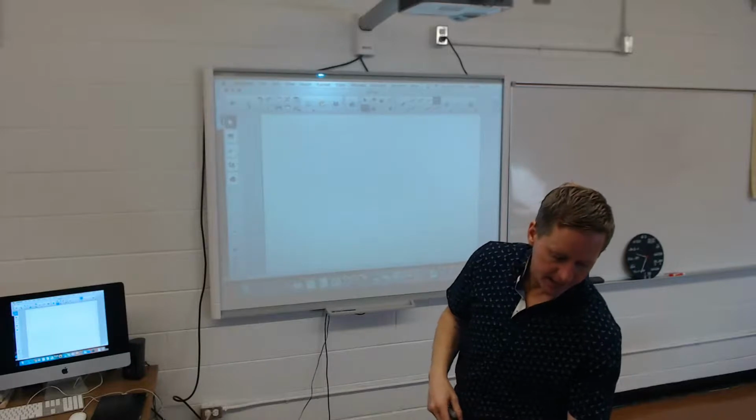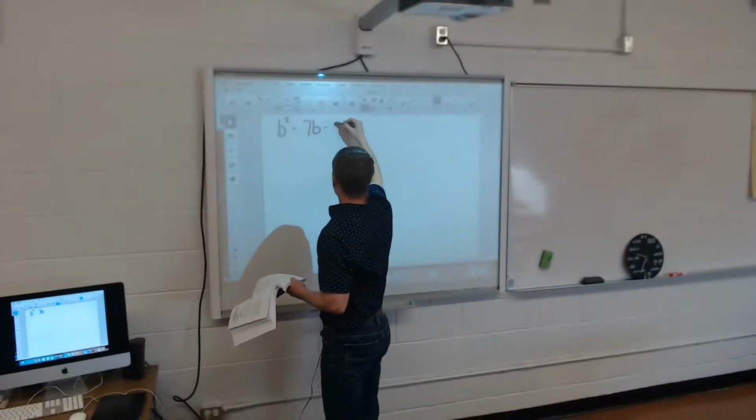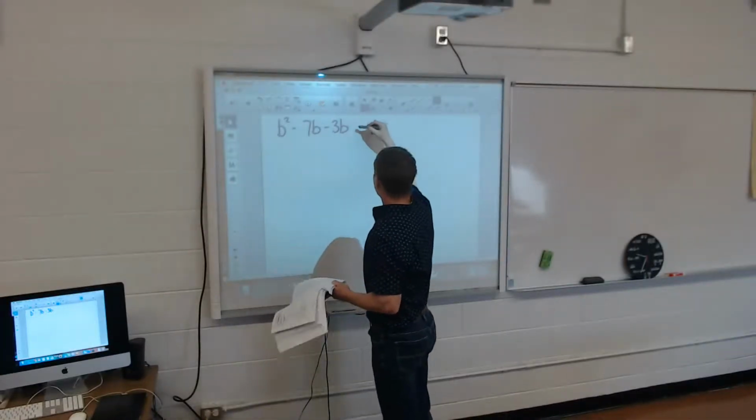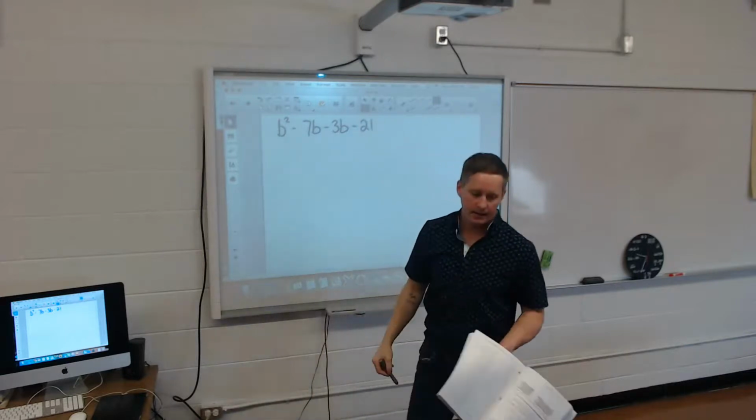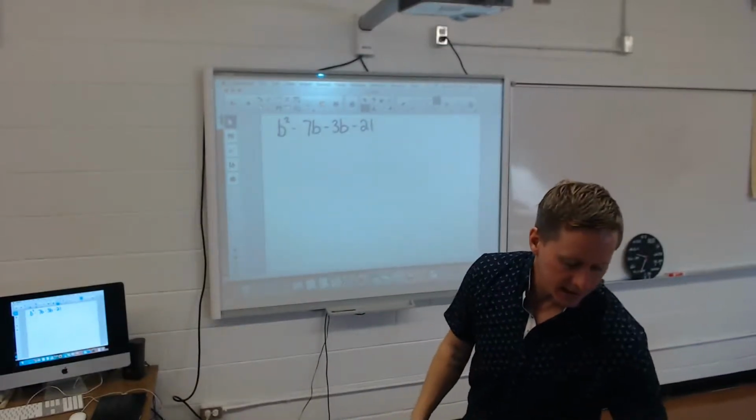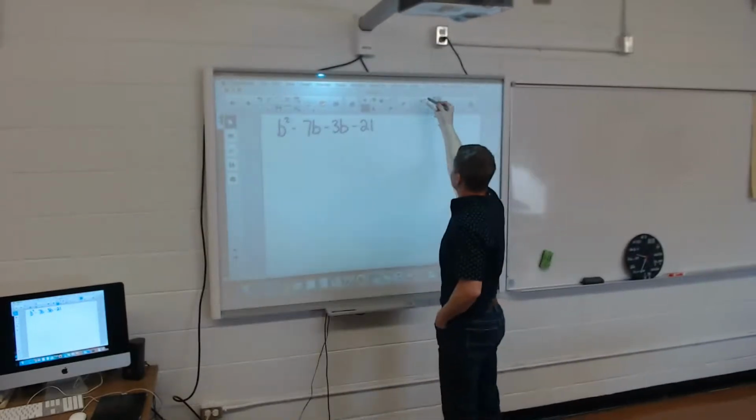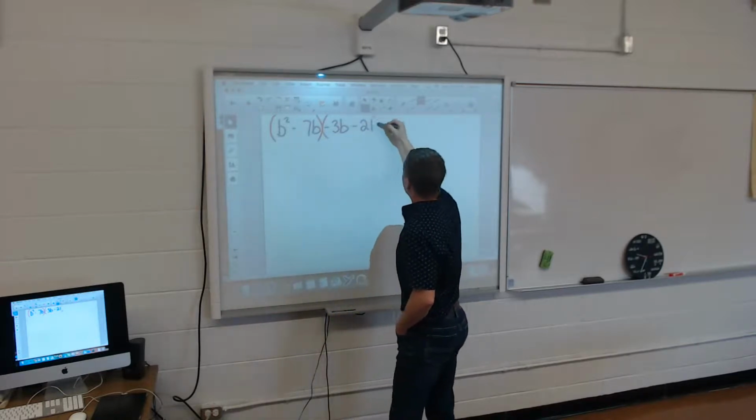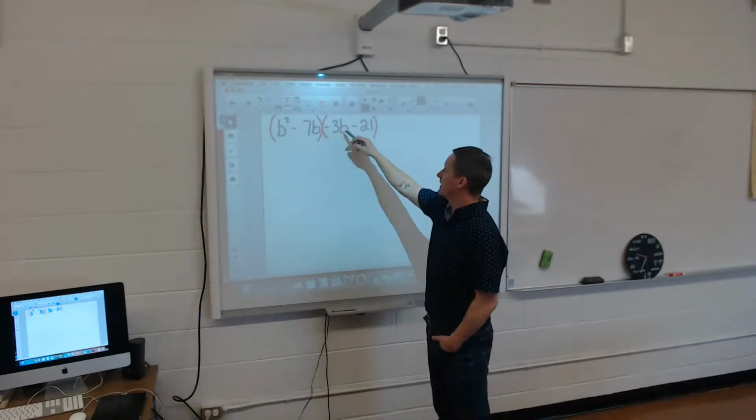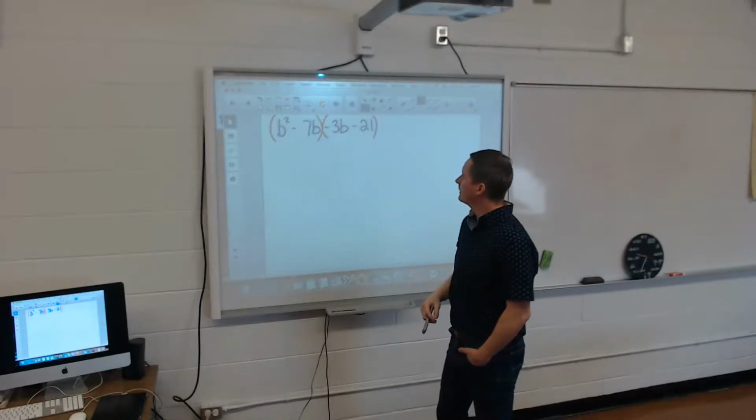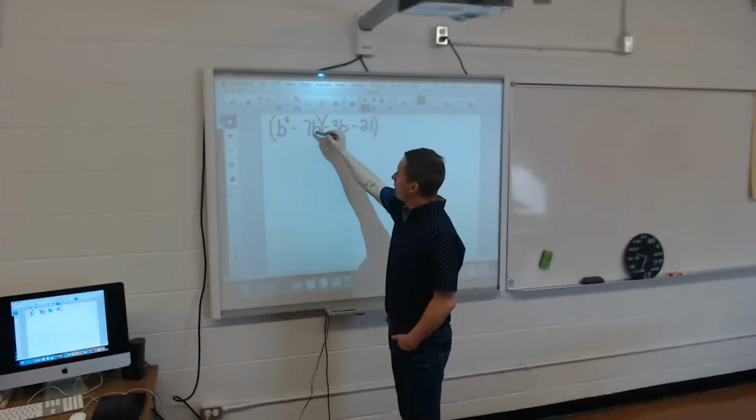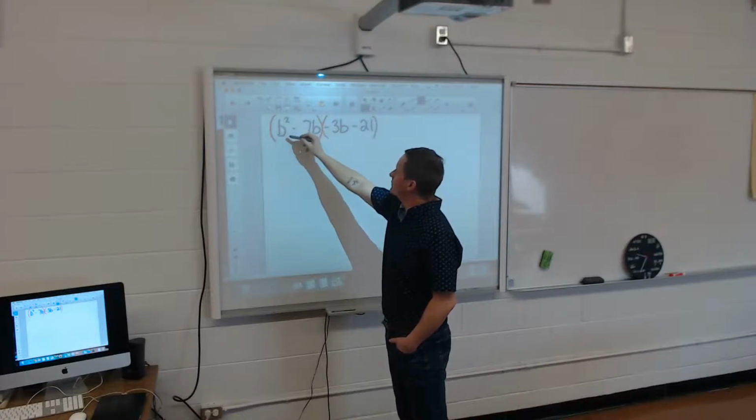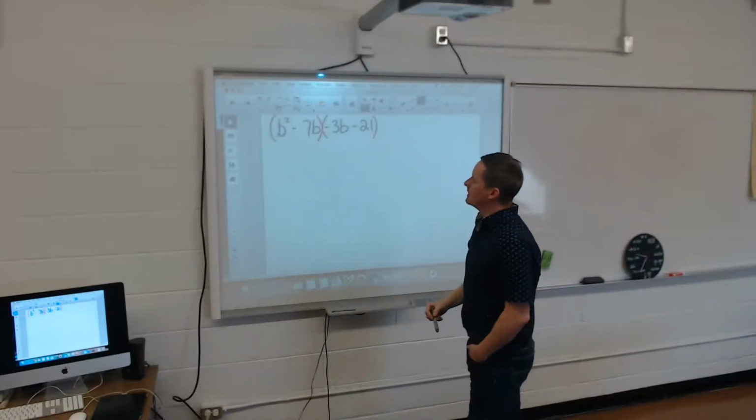They make it a little bit easier for you because they put them into the two terms already. So I've got b squared minus 7b minus 3b minus 21. Okay? So the next step then is to put brackets like this. Notice my bracket right here contains the negative 3b subtract 21. I'll show you why in a second. So what's the greatest common factor between b squared and 7b?